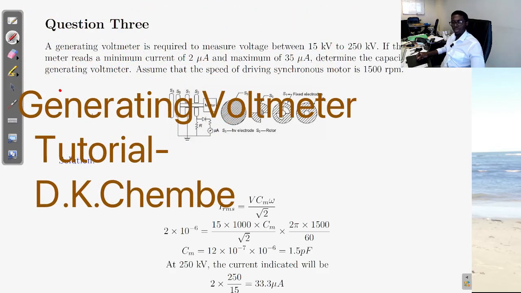Okay, the next question we are looking at is the generating voltmeter. And this generating voltmeter is an interesting voltmeter.